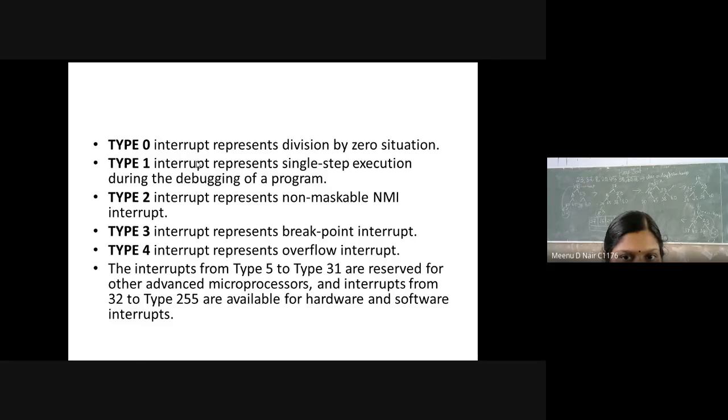Type 0 means the interrupt represents a division by 0 situation. Division by 0 is not possible, right? So that is an interrupt, and it will execute the program for what it has to do at that time. If any program comes like 25 by 0, that is a division by 0 situation.